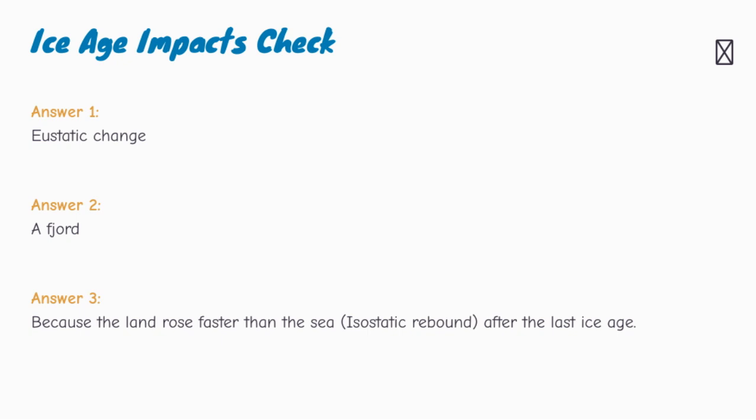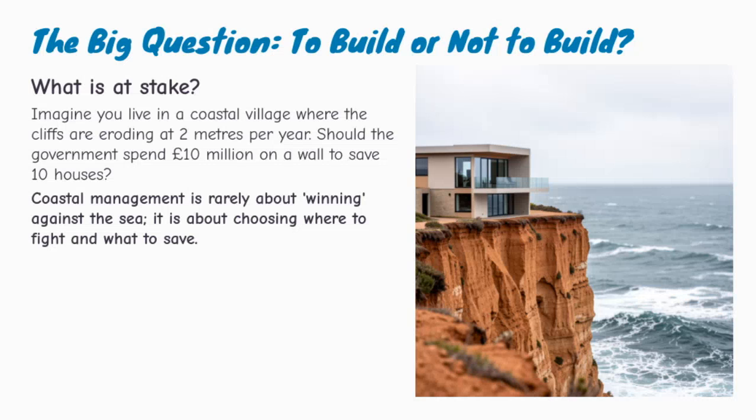This is caused by isostatic rebound. These ideas matter because they help us understand why some coastlines are becoming more vulnerable and why coastal management is increasingly important. Now let's think about the big coastal management question: to build or not to build. Imagine you live in a coastal village where the cliffs are eroding at 2 meters per year.